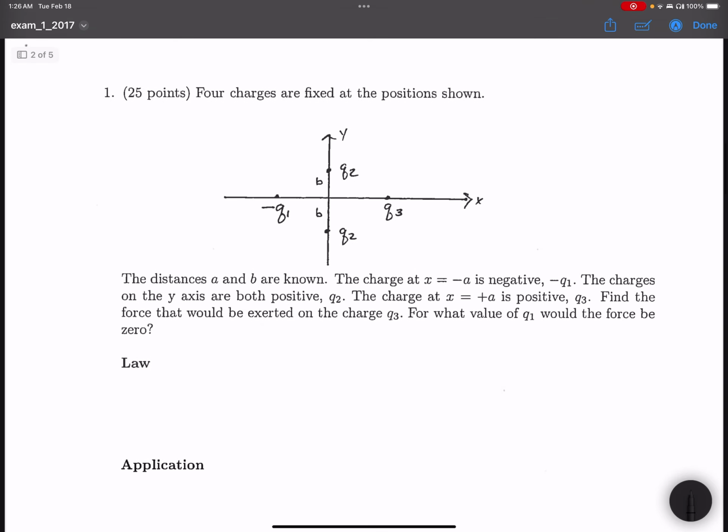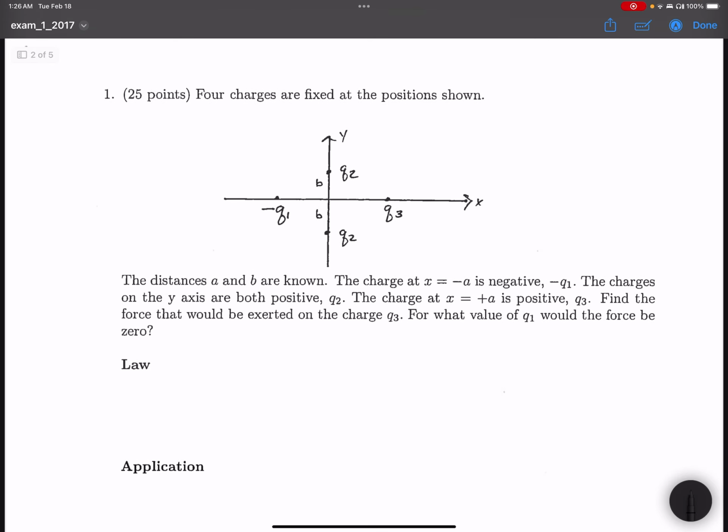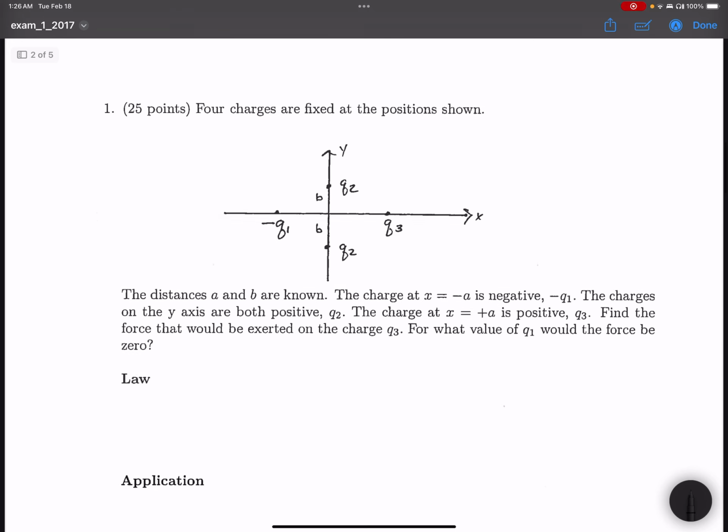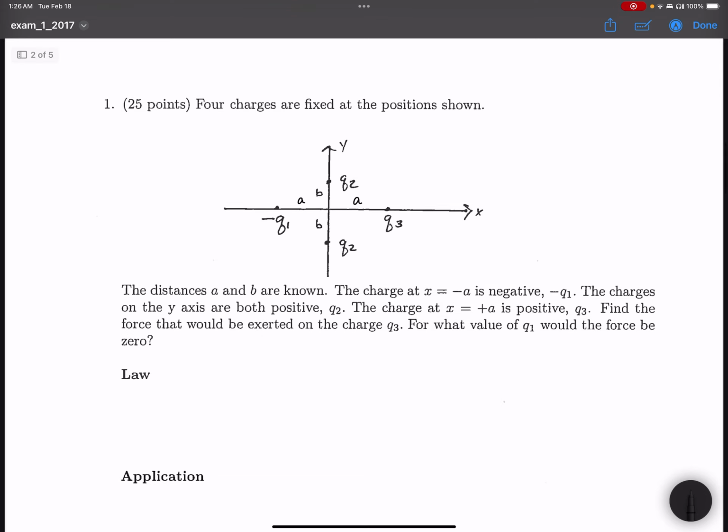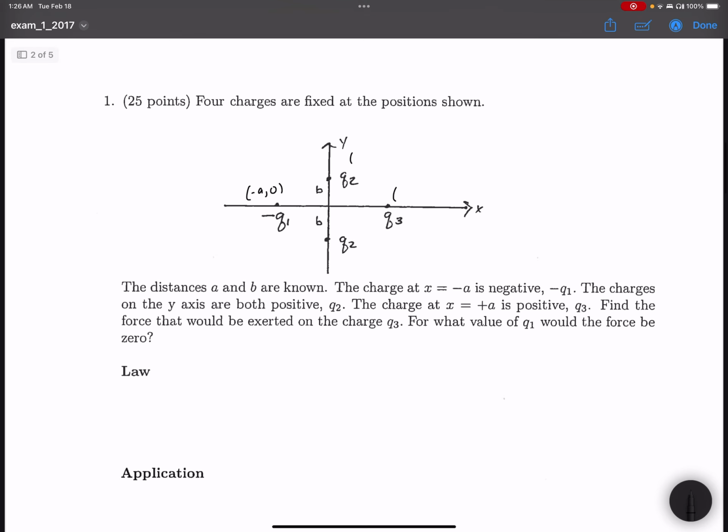Okay, so question one, we've got four charges fixed at the positions shown. The distances A and B are known. This is A as well. The charge at negative A is negative, so this is at (negative A, 0). And then the charges on the y-axis are positive, so this is (0, B) and this is (0, negative B).